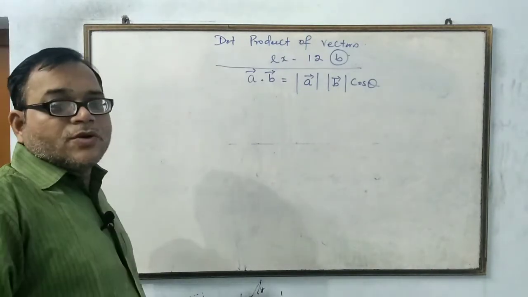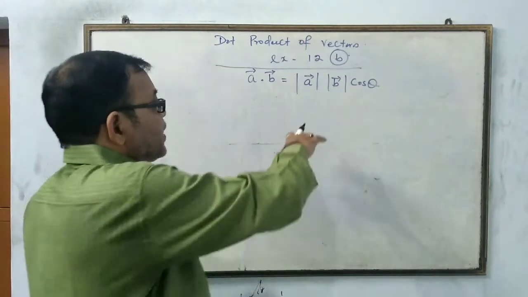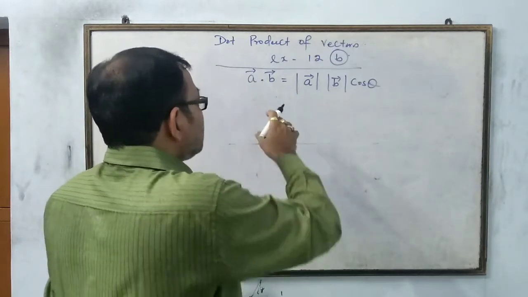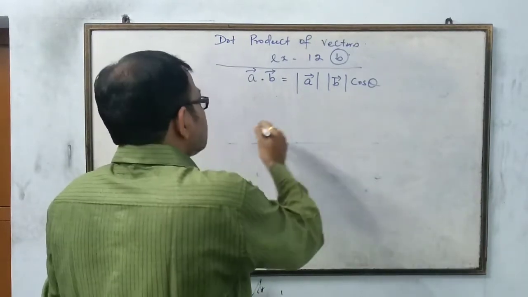So a dot b is equal to magnitude of a into magnitude of b into cos theta. This is the first concept.